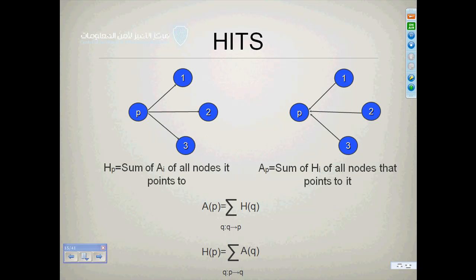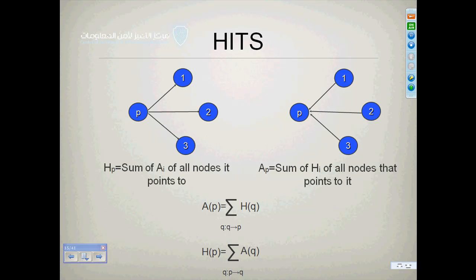Initially you may say all of them have the same value for hub and authority, and then you run these two equations a number of times. Hopefully the final values, after 20 or 30 iterations, converge and tell you the authority and hub value of a certain page for a particular topic.